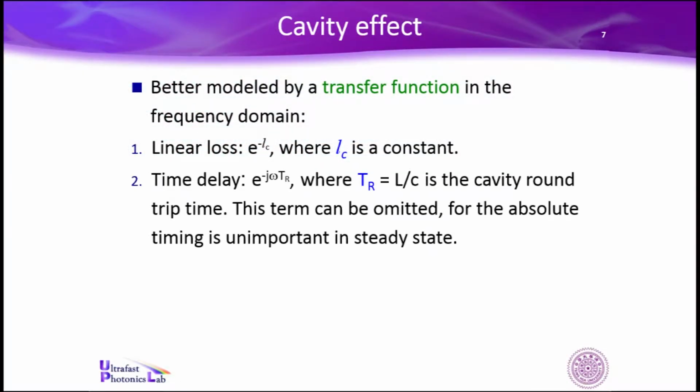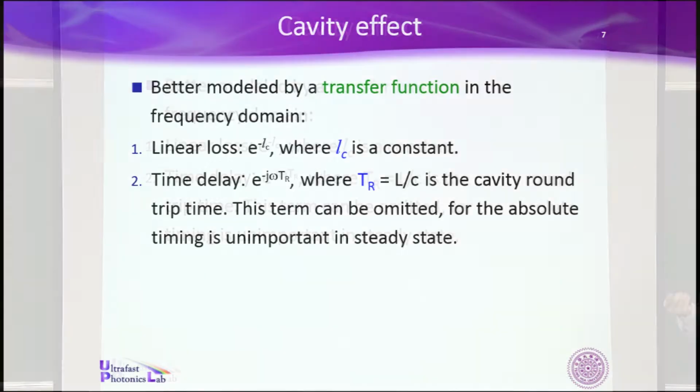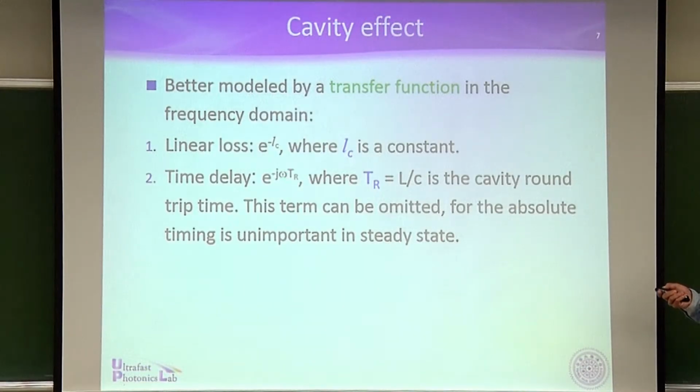Second effect is the time delay. So in the frequency domain, a time delay means a linear spectral phase modulation, e to the minus j omega T_R. T_R equals L over c, the cavity round trip time. We have known that in lesson 1. But this term can be omitted because the absolute timing is unimportant in steady-state analysis.